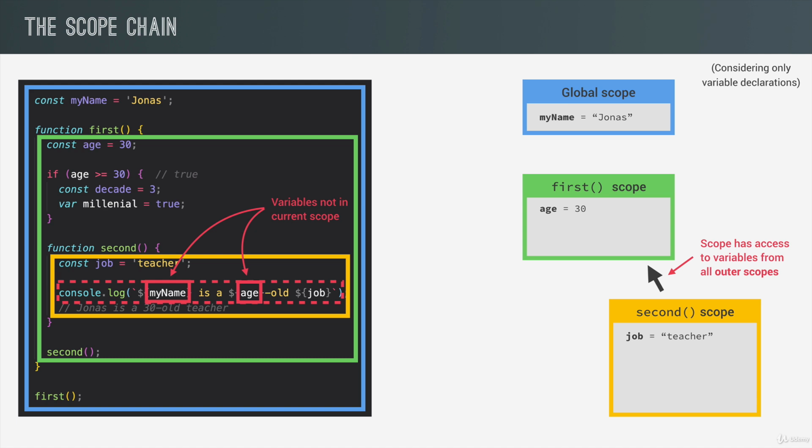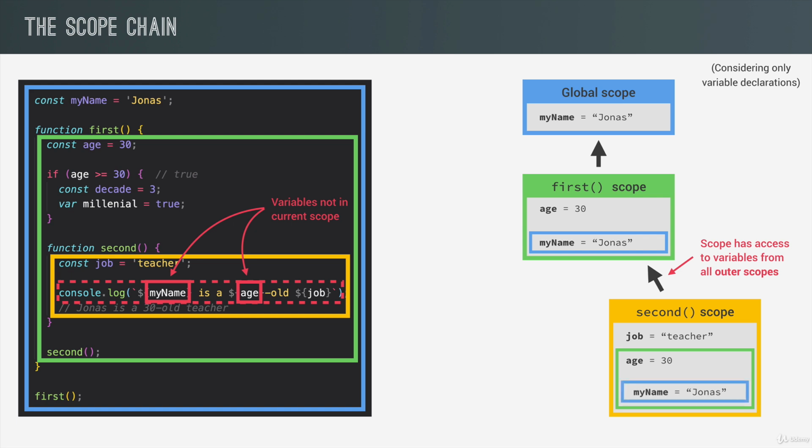In our example, this means that the second scope can access the age variable from the scope of the first function. Of course, this also means that the first scope can access variables that are in the global scope, because that is the parent scope. As a consequence of this, the second scope will then also be able to access the myName variable from the global scope, because it has access to the variables from the first scope. And by the way, all this also applies to function arguments, but in this example, we just don't have any. And this is essentially how the scope chain works.